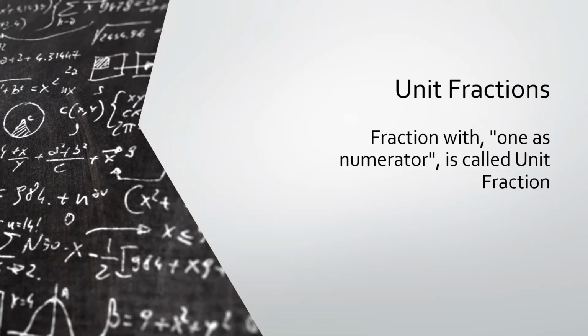And then, the last type of fraction we discussed is unit fraction. The fraction where we have 1 as a numerator, we call it a unit fraction, like 1 by 5, 1 by 7, 1 by 8, everywhere 1 as a numerator. So all these, 1 by 5, 1 by 7, 1 by 8, we call unit fractions.